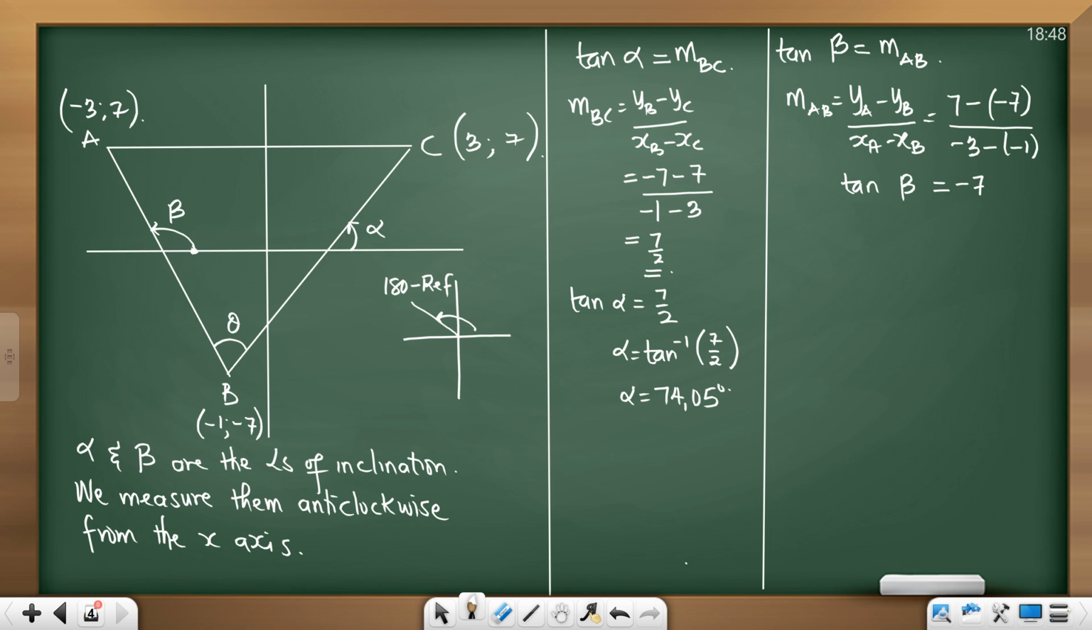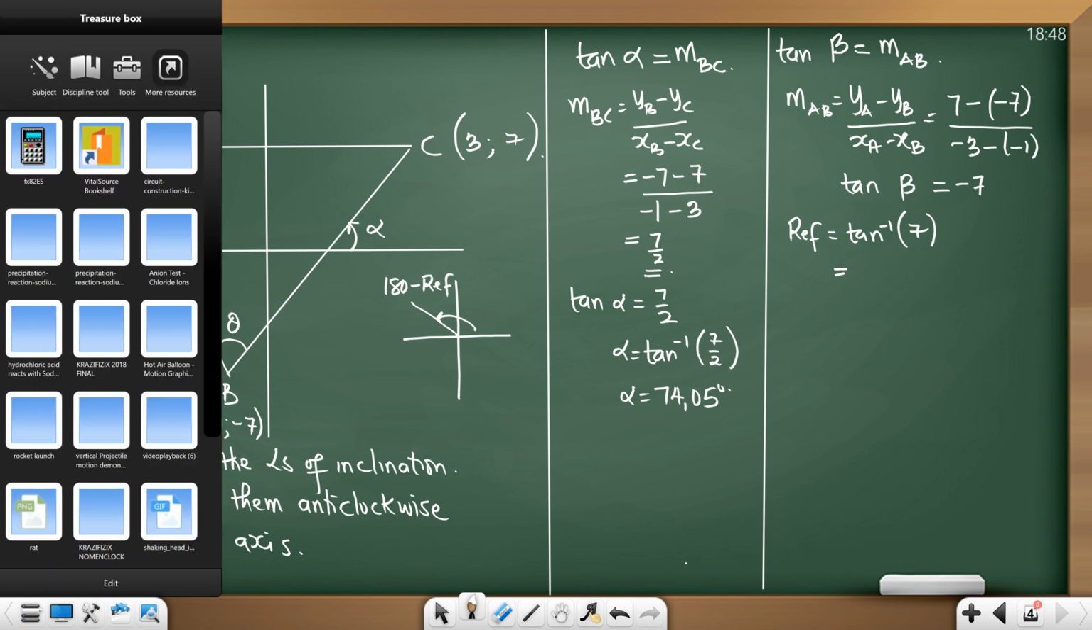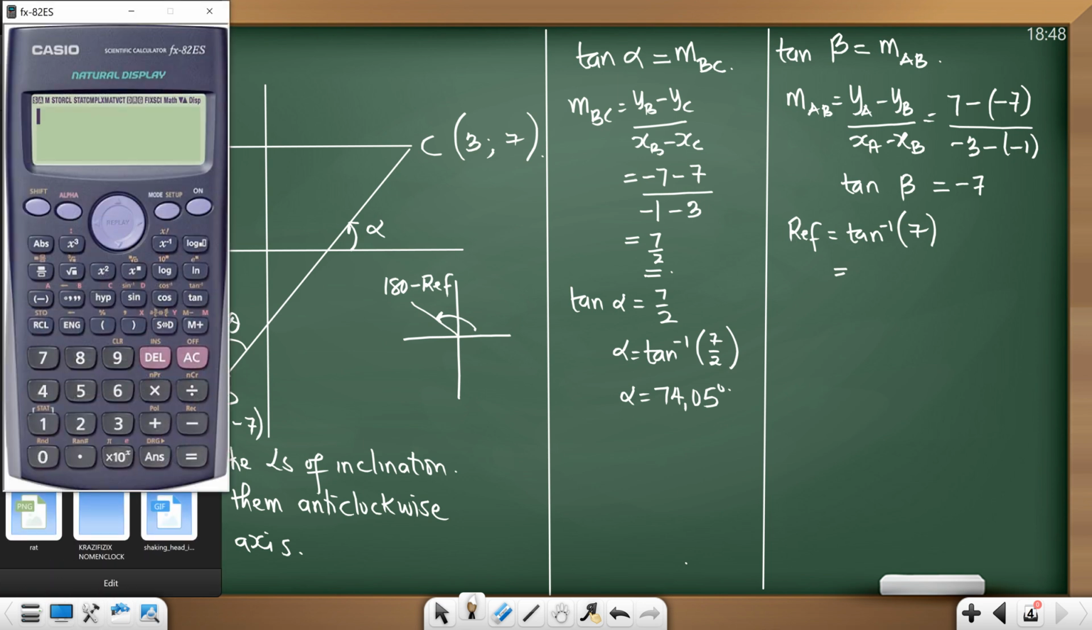Please, I'm going to use the trig method. Find your reference angle, which is arctan. Don't put the sign of 7. Find the reference angle without the sign. You see, I didn't write beta, I said reference. Arctan without the sign, please, without the sign. 81,86 or 81,87.